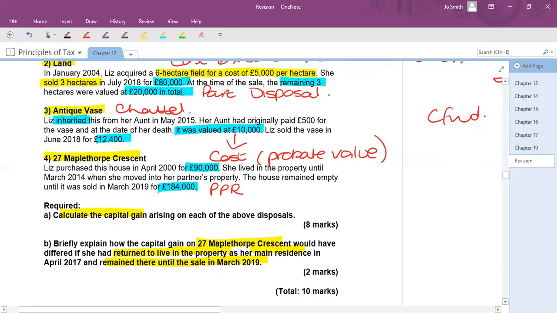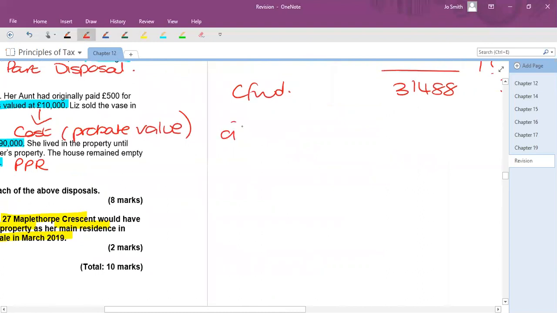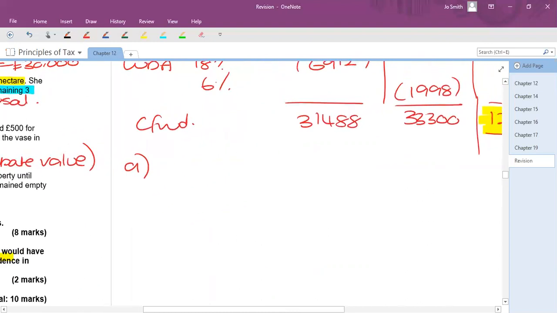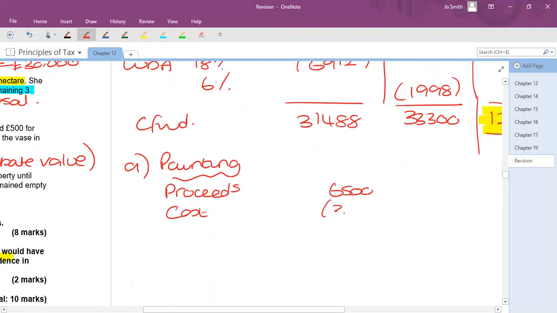So make sure you always show your workings clearly so that the examiner can see where all your numbers have come from. So the first one we've got on the list is the painting. So we start with the basic calculation, which is your proceeds less your cost. So she bought it for 3.5, sold it for 6.5. So if it were just a normal asset, she'd have a gain of 3,000 to pay tax on.